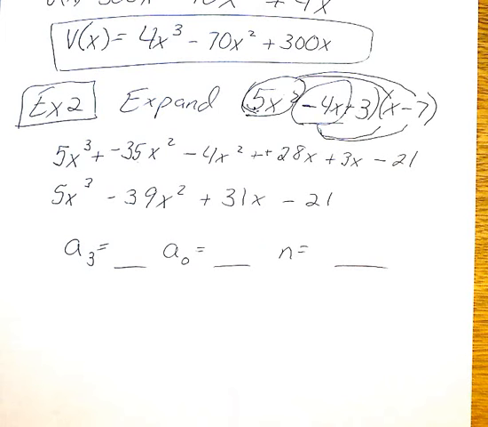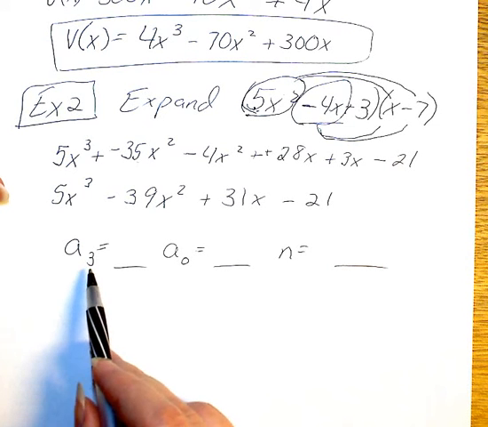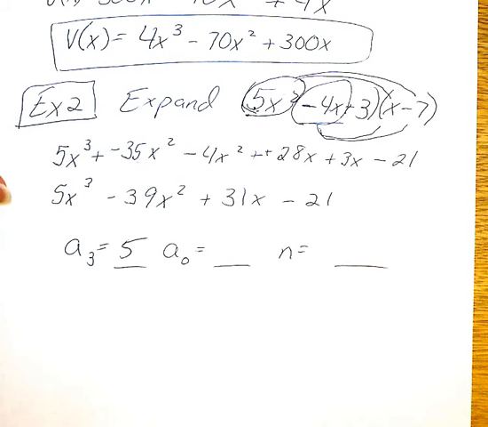All right, I want you to take a moment and do what you did yesterday and see what are these things. What is a sub 3? What is a sub 0? And what is n? I want you to see if you remember what those are. All right, Jacob, what is a sub 3? It is 5. Francesca, what is a sub 0? Negative 21. Very good. What is n? Amber?